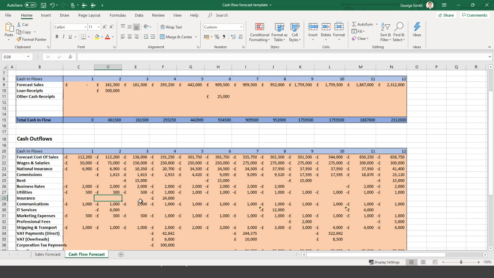Again, utilities is a common one where you probably bill quarterly and you accrue throughout the quarter and then get your gas and electric bill. Well, it's going to have to be paid in one go. So if that's the case, represent that in your cash outflows. Another one, insurance, often an annual payment. So find out when that's going to be and put that one in.